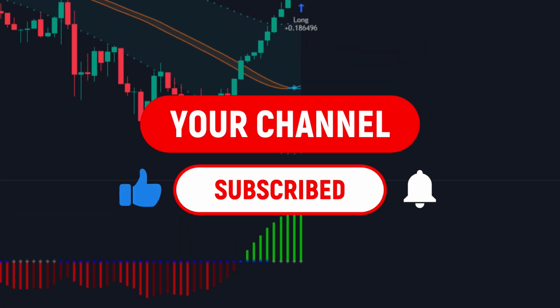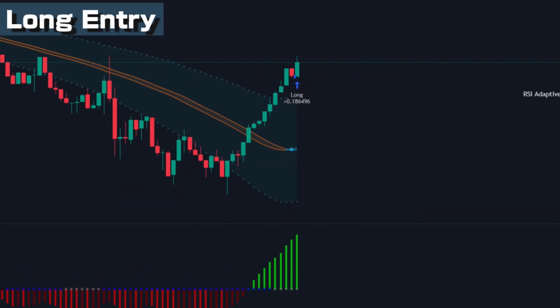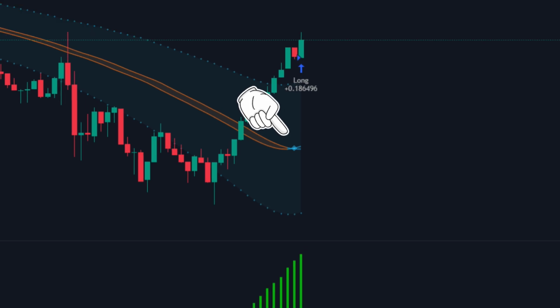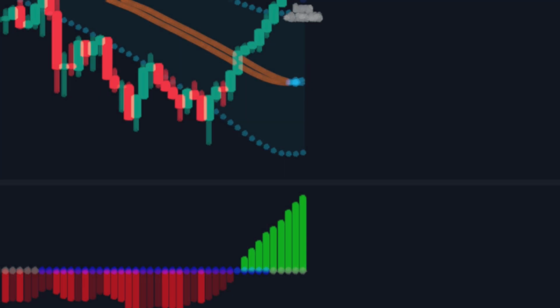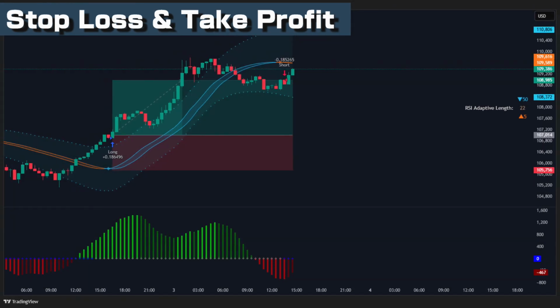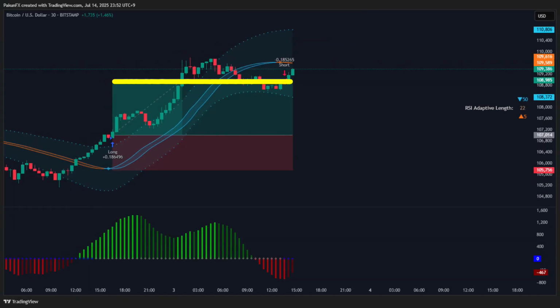Strategy overview. There are 3 conditions for a long entry. 1. The T3 line has turned upward. 2. Momentum is rising. 3. The squeeze has just been released. When all 3 align, it's a signal to enter a long position. Stop loss and take profit. If the short entry conditions appear, you immediately reverse the position and go short.